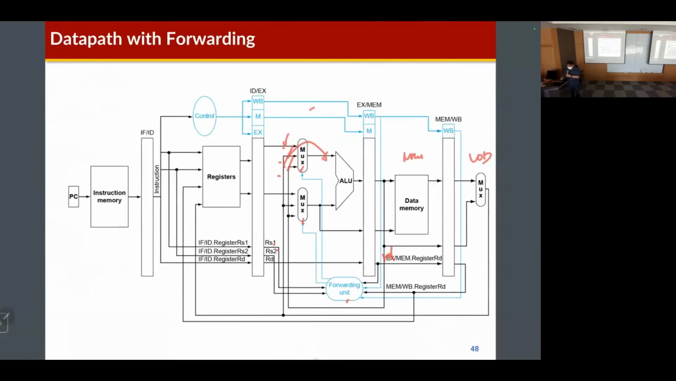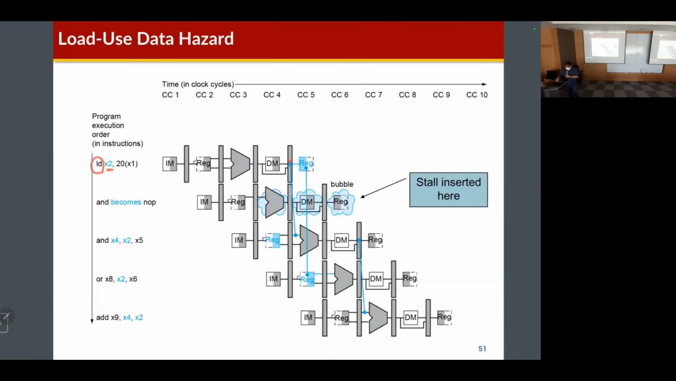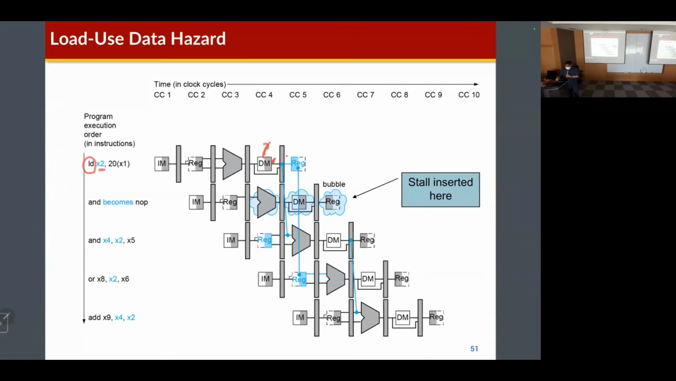Like this case, the former instruction is the load instruction, and the destination register is X2. This X2 is generated after the data memory, like here. This result is stabilized at the rising edge of the clock, which means that we can use this data in the write back stage. When this result is in the write back stage, this data can be forwarded to the input of the ALU, and before that, we cannot use this data, right?